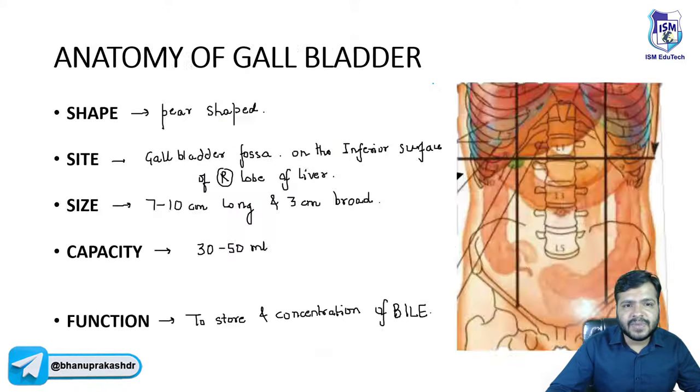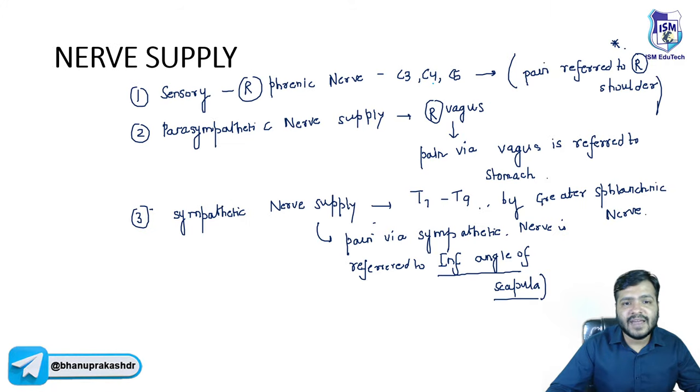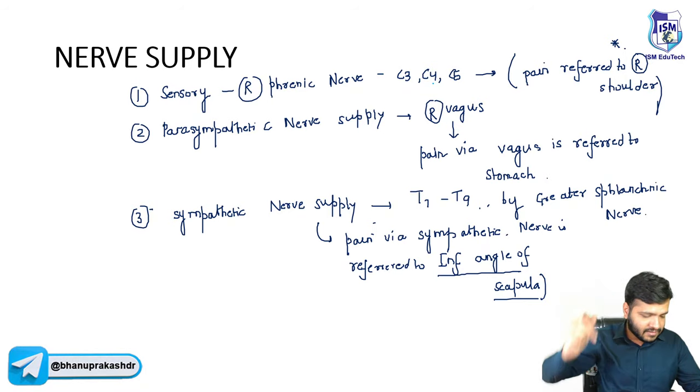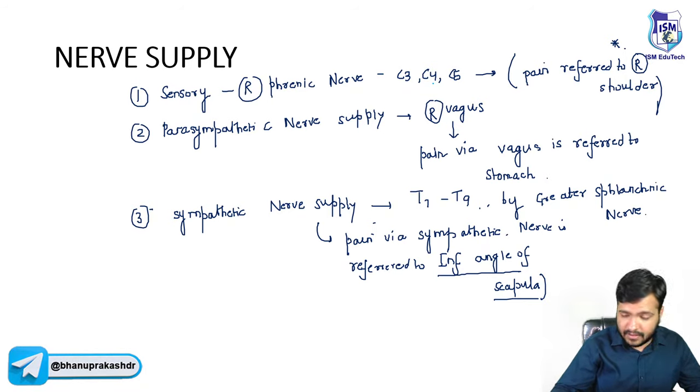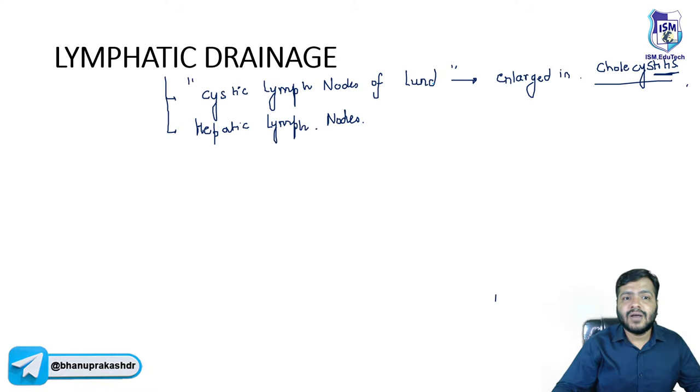I have already explained the nerve supply. We have sensory supply from the right phrenic nerve, parasympathetic supply from the right vagus, and sympathetic nerve supply from T7 to T9. If the right phrenic nerve is irritated, pain will be referred to the right shoulder. The vagus is also connected to the stomach, so pain via the vagus is referred to the stomach also. If it is the splanchnic nerves, the pain via the sympathetic nerves will be referred to the inferior angle of the scapula, present at the lower border of the seventh rib. I hope this is clear.